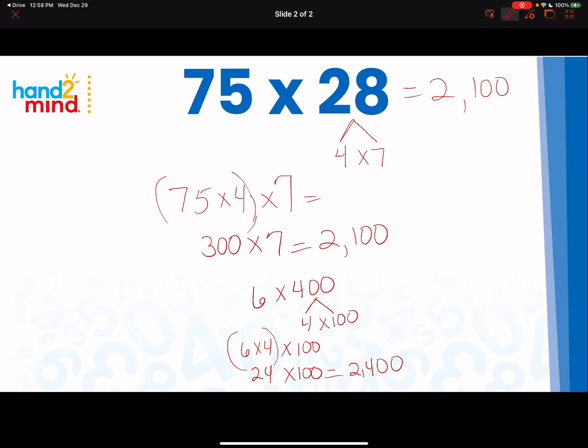It's very important that we understand why things work, and this is one of those strategies where I can look at lots of different numbers and just factor them into something that might be a little bit friendlier to regroup first and then multiply the rest. This is called factoring and grouping flexibly.